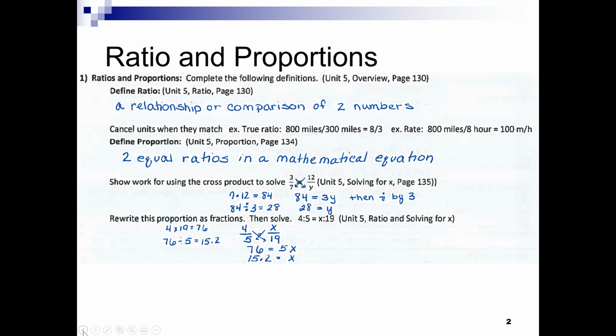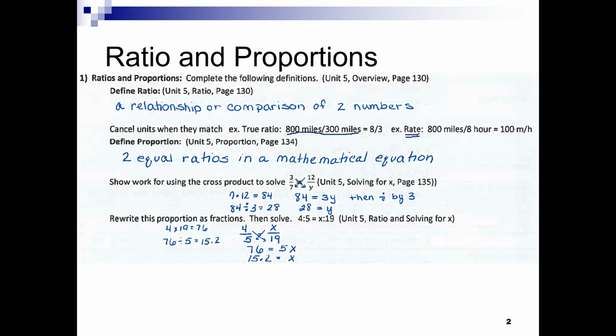So we have an example here of a true ratio, which is comparing 800 miles to 300 miles. And because the labels match within this ratio, it simplifies to be 8 to 3. The next example that we have is a rate, and a rate can be used as a ratio.